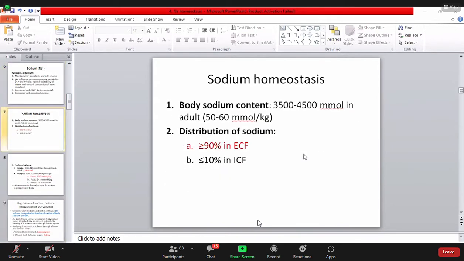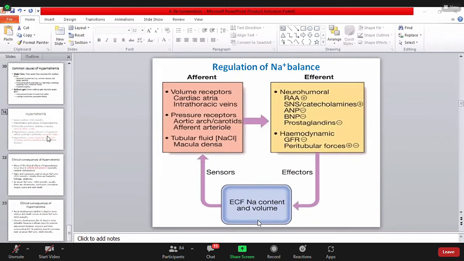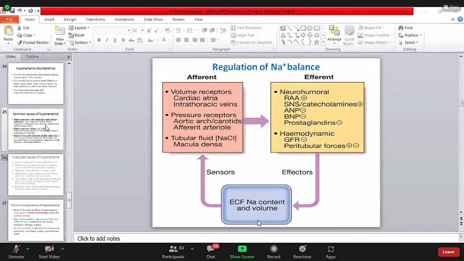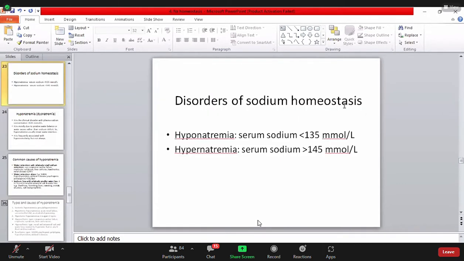Sodium balance is already discussed in your last class. Today I will discuss what are the disorders of sodium balance, sodium homeostasis. Disorders of sodium homeostasis. There are 2 types of disorders of sodium homeostasis. One is hyponatremia, another is hypernatremia.